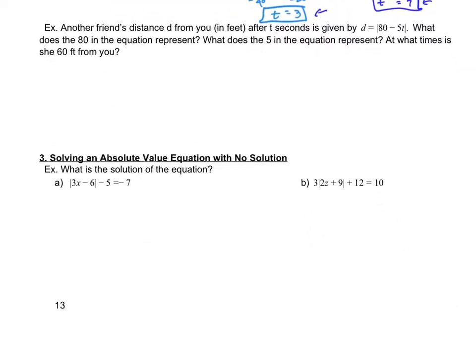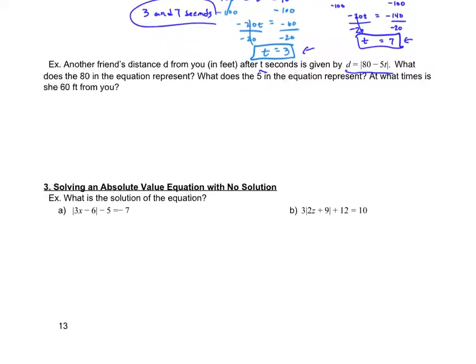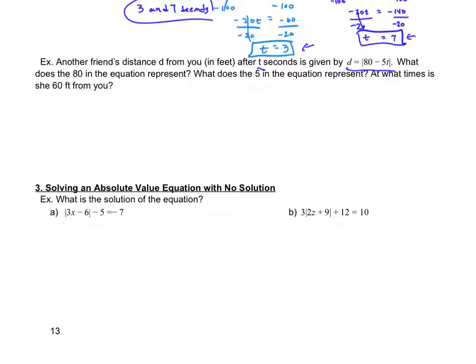Let's do this next one. Another friend's distance from you in feet after t seconds is given by this equation. What does the 80 in the equation represent? What does the 5 in the equation represent? And at what times is she 60 feet from you? Well, we know that d is going to be the distance. And then it asks me, what does 80 represent?